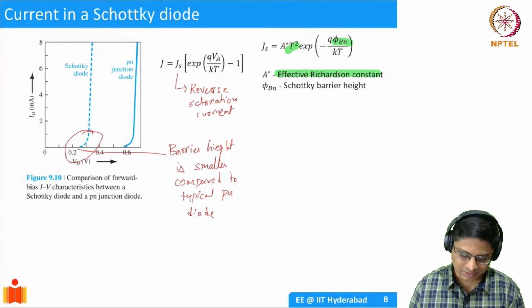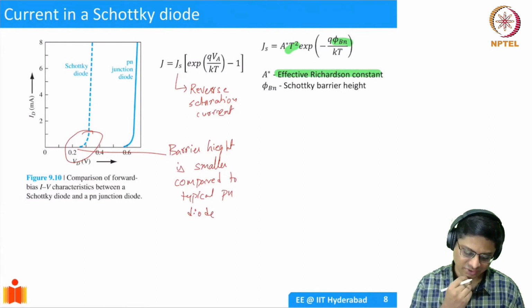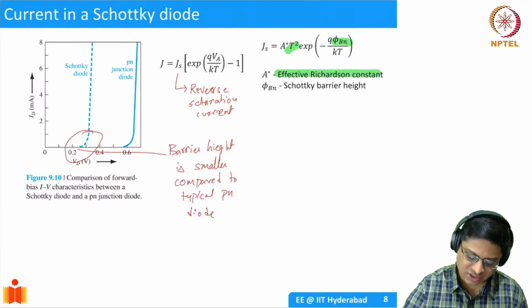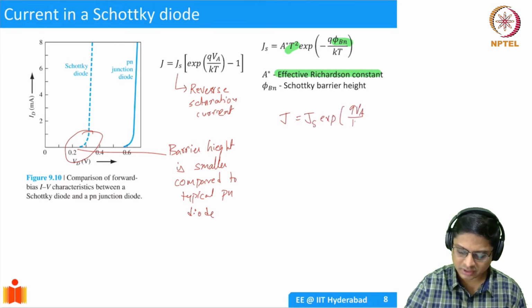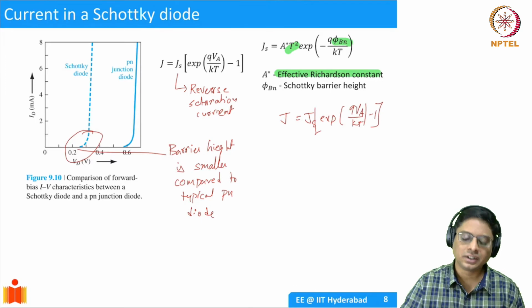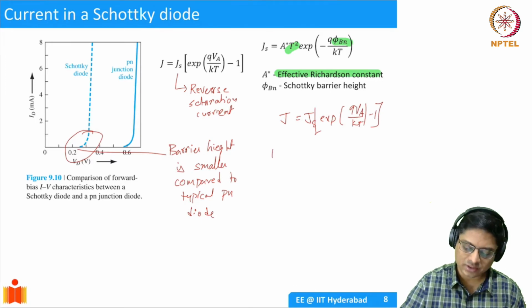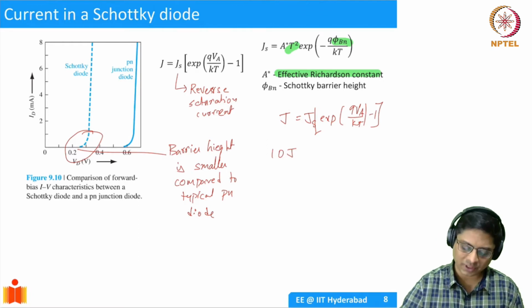Before I get to that, let us also think about how the current changes. The current is basically J equals Js times exponential of QVA by KT minus 1, right? So this is your current. Now, how much voltage is required to make the current 10 times J? I want to increase the current by 10 times. What is the voltage that would be required?